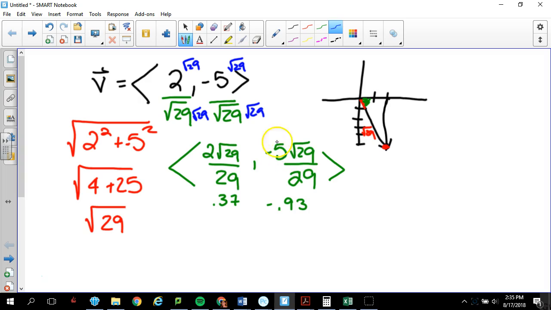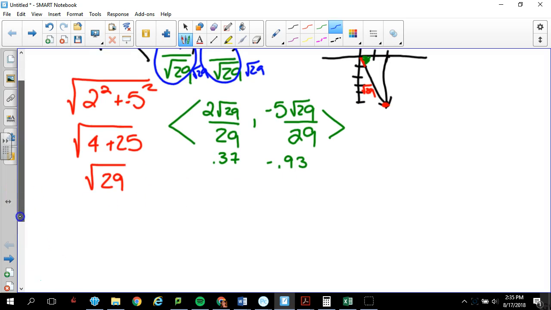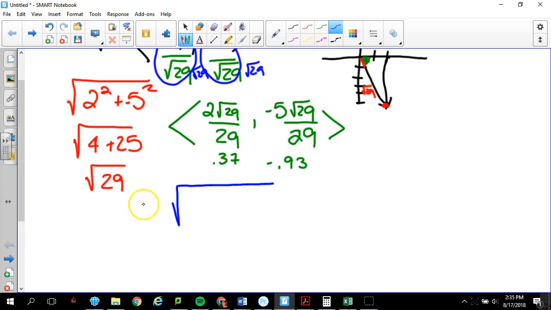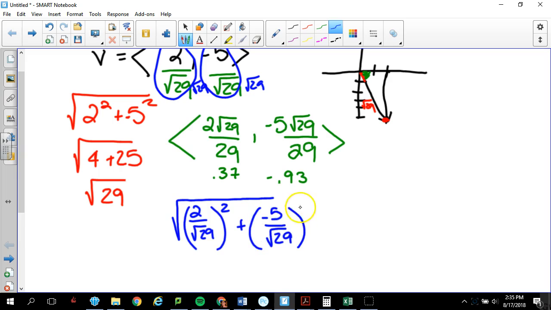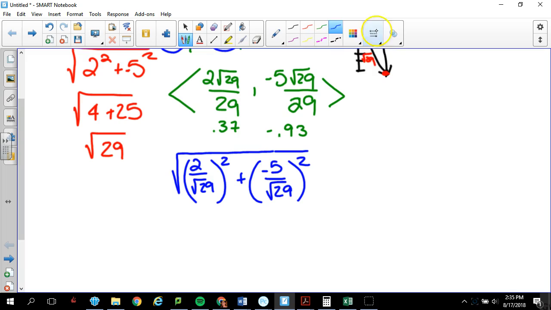I'm going to use the exact numbers, because they're way easier to put in. What I mean is I'm going to use the equation to find the magnitude, which is the Pythagorean theorem, really. So I'm going to go (2 over square root 29) squared plus (-5 over square root 29) squared. Got that. So now I'm going to simplify this out. Well, 2 squared is 4. Square root 29 squared is 29. -5 squared is 25. Square root 29 squared is 29.